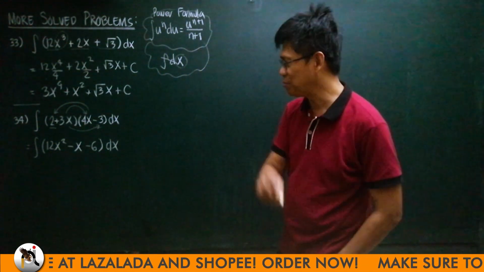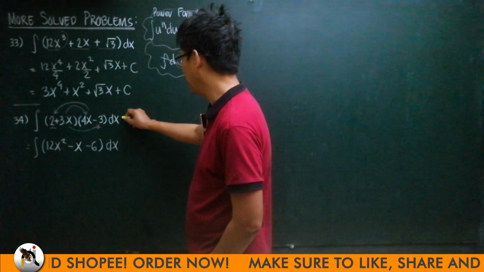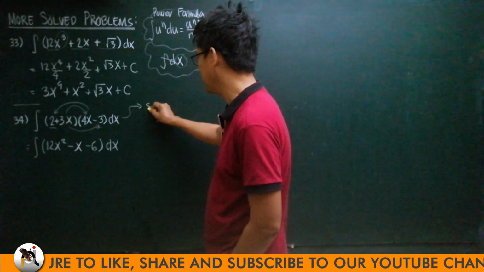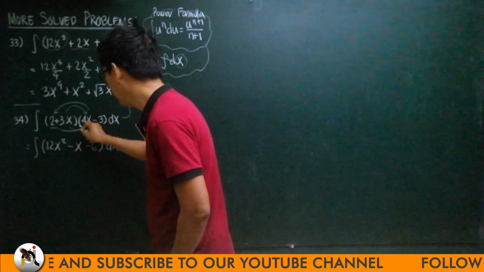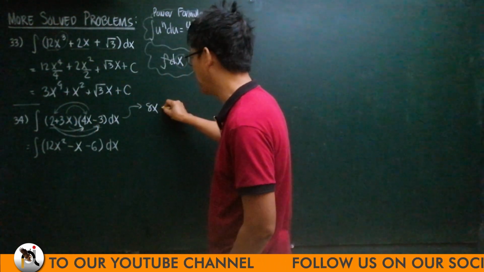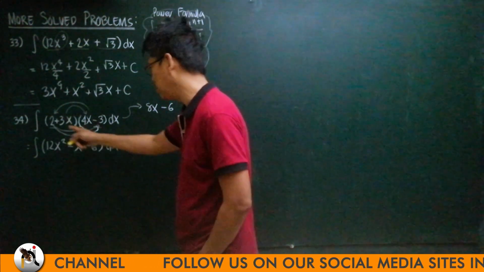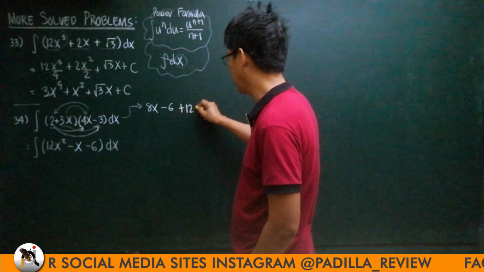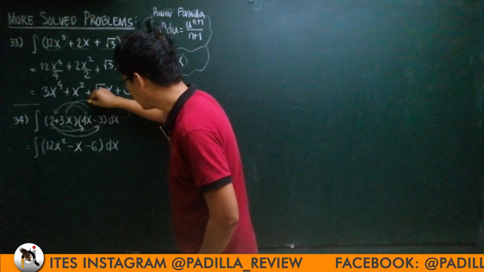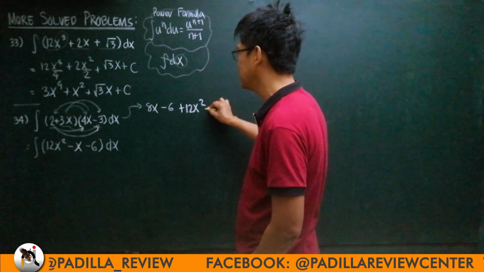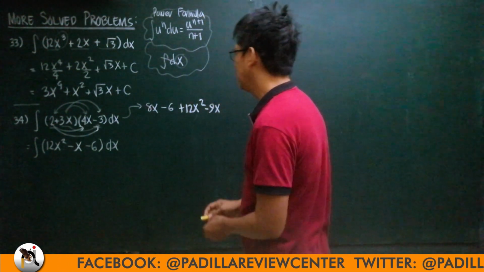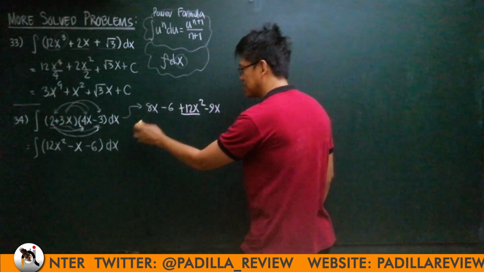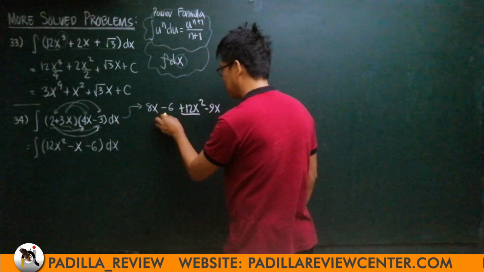You get it? Or let me do it one by one for you. So it is the same as 2 times 4x, that is 8x. 2 times minus 3, that is minus 6. Then let me distribute the 3x. 3x times 4x, that is 12x squared. 3x times minus 3, that is minus 9x. So I have here 12x squared minus 9x plus 8x, that is minus x, then minus 6.